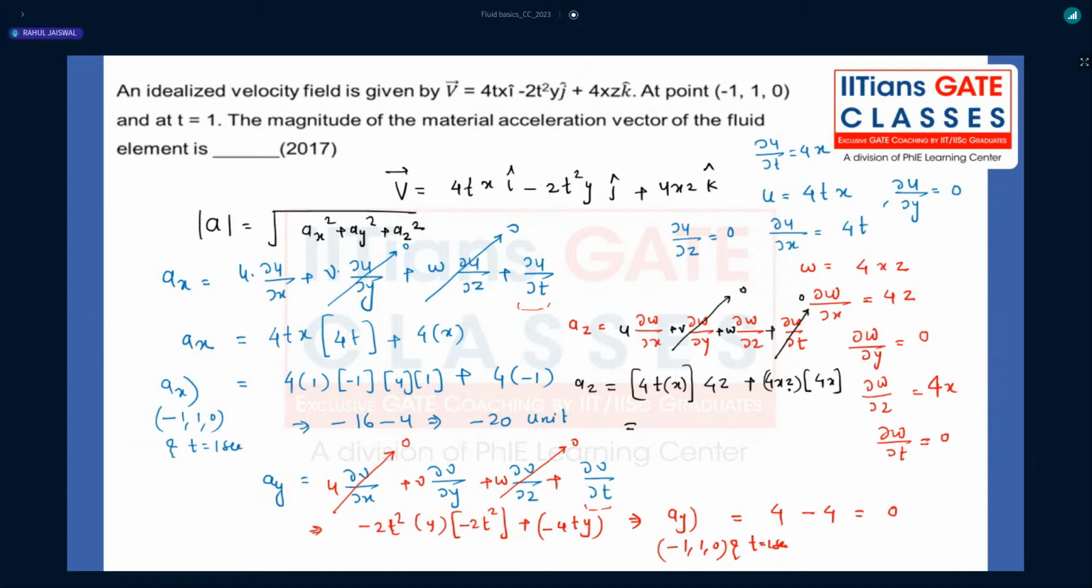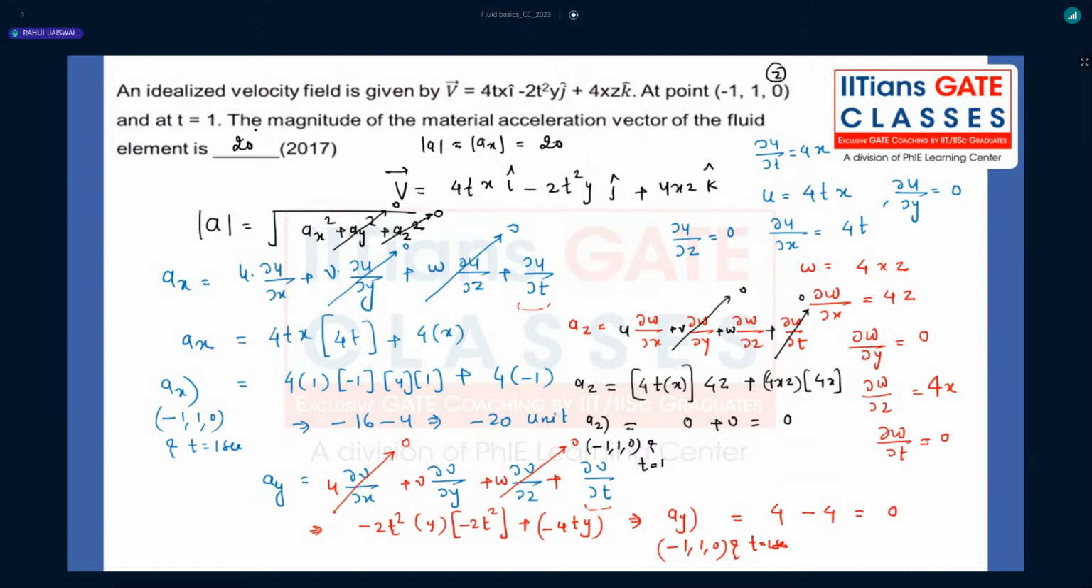So what can we write? Now when you consider z, this is a z, right? When you calculate at minus 1, comma 1, comma 0 and time t equal to 1 once again, you are observing that z will be 0, that is 0 plus 0, that will be 0. So overall, if you consider the acceleration, this will be 0, this will be 0. The complete acceleration you are having is only with respect to the x direction. And now when you take the magnitude, you will have the answer as 20.